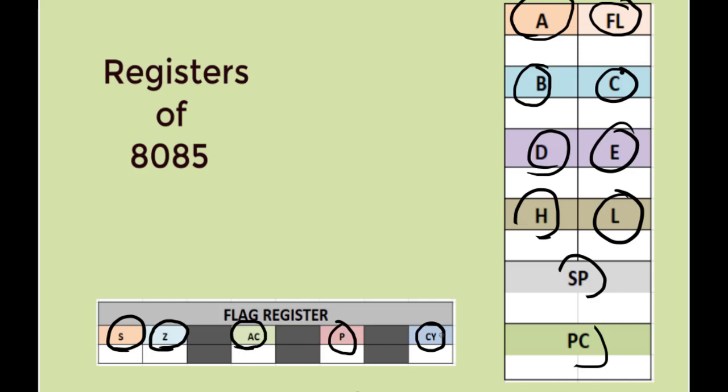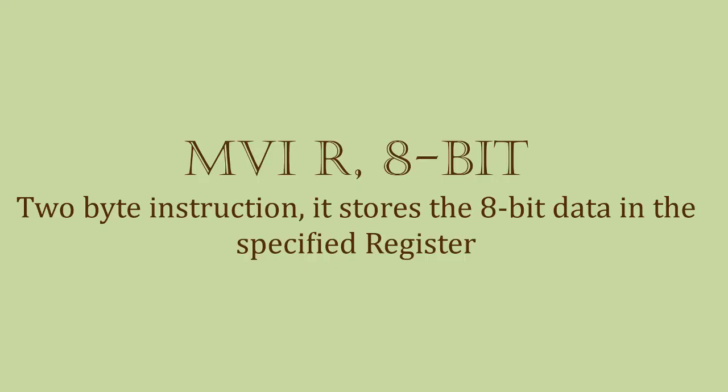Let us now see two instructions we'll study in this session. One is MVI and the other is MOV. The first instruction is MVI R, 8 bit data. This R can be any register we saw previously: A, B, C, D, E, H, L. It is not for the program counter or stack pointer, but for these 7 registers. This is a 2 byte instruction. It stores the 8 bit data in the specified register.